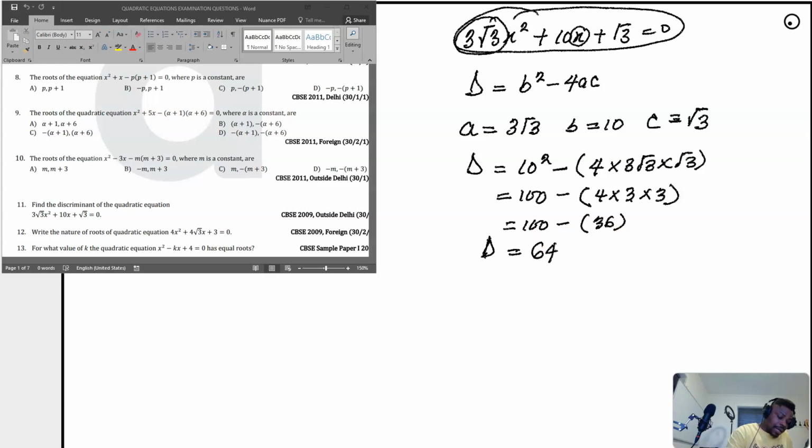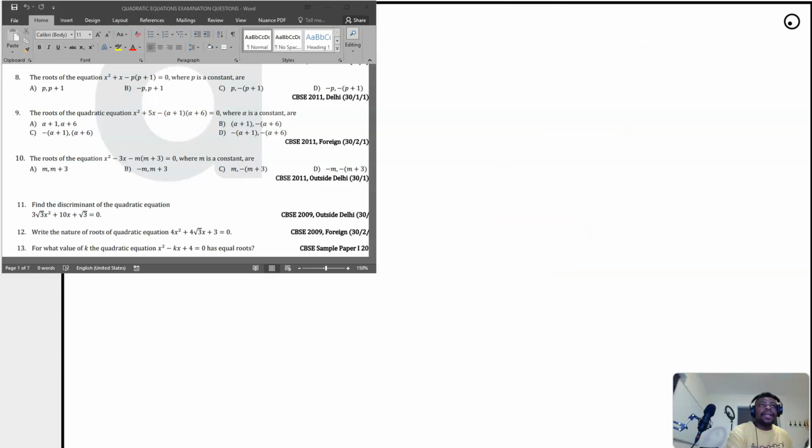So our discriminant is equal to 64. Now the next question says write the nature of roots of quadratic equation 4x squared plus 4 root 3x plus 3 is equal to 0. Now, we want to state the nature of the root of this equation.